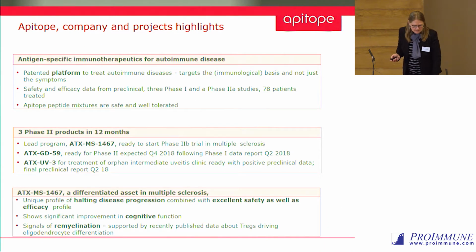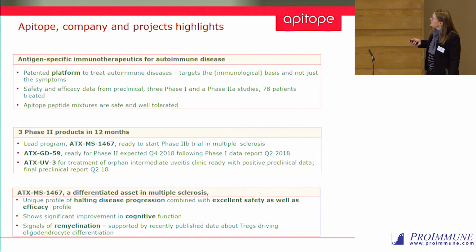So my last slide is actually just to show that we have the platform. We can develop the apitopes that have the potential to downregulate and induce tolerance and restore the tolerance and the balance with T regulatory cells, which we believe is the TR1-like cell, at least in mouse. We need now to prove that in humans. We have safety and efficacy data from 3 phase 1s and one phase 2A study, 78 patients in total, and it looks very nice. It's safe and well tolerated.